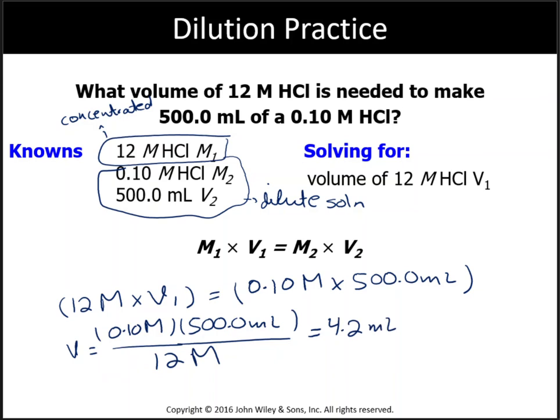milliliters. So what it means is that you get a volumetric flask, a 500 milliliter volumetric flask. So you add 4.2 milliliters of 12 molar hydrochloric acid, and to this you add enough DI water until you get to this 500 milliliter line here. Once you mix them, you have 500 milliliters of hydrochloric acid solution, which is 0.1 molar.